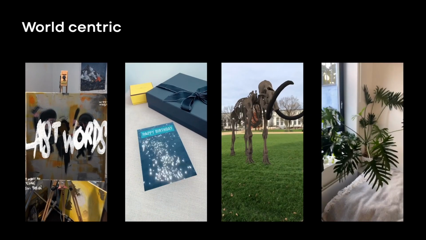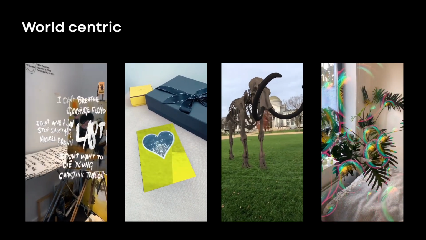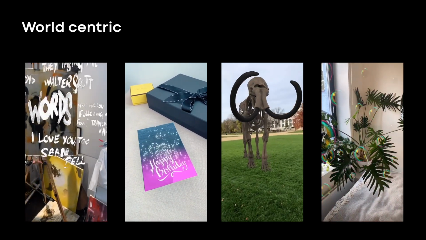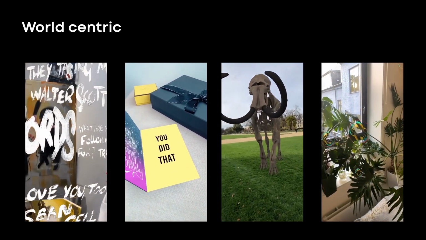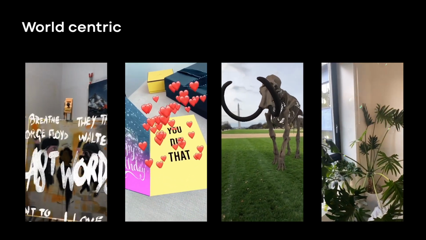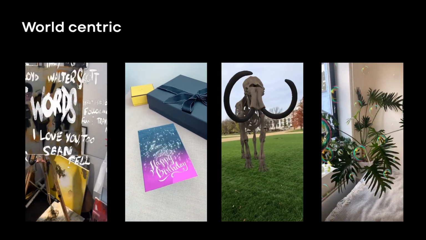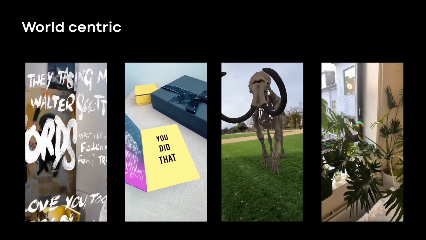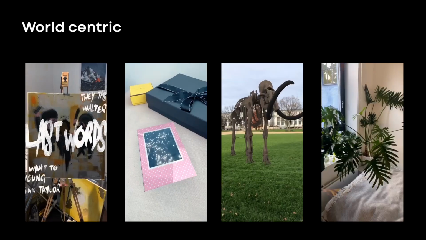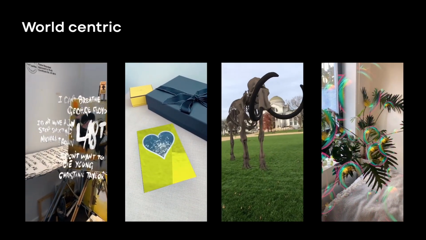World-centric capabilities put your content into the real world using things like plane tracking and target tracking, where you can recognize real-world objects. So here are a few of my favorite examples. For example, using target tracking to bring a piece of art to life to illustrate a deeper meaning, or even augmenting a greeting card to show someone that you appreciate an extra special message.